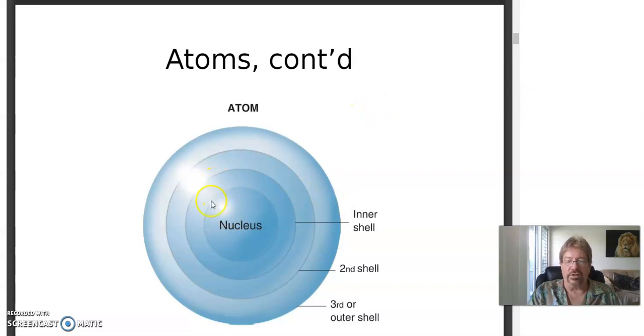The nucleus, and then the electrons are in shells, or orbitals they're also called, around the nucleus of an atom, and they only occur at specific places. Here's an inner shell, here's a second shell, a third. Now, how many shells an atom has depends on how large it is and how many electrons it has. The positioning of these electrons in the electron shells or orbitals is of extreme importance.